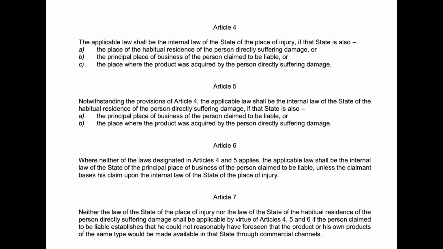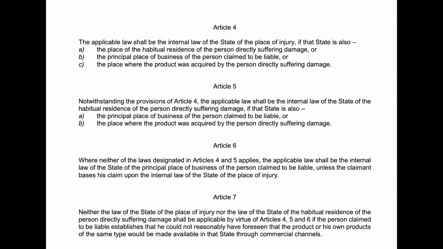When Article 5 cannot be applied, because there is no coincidence between the habitual residence of the person suffering damage and these other two points, we move to Article 4. The applicable law shall be the internal law of the state of the place of injury when there is a coincidence between the state of the place of injury and the habitual residence of the person directly suffering damage, or the principal place of business of the person claimed to be liable, or the place where the product was acquired. These are the possibilities.